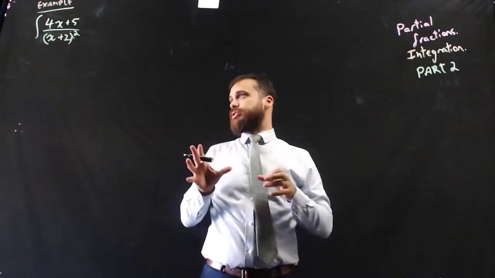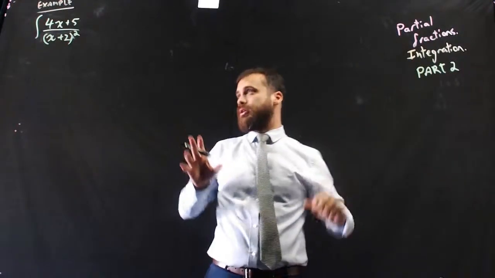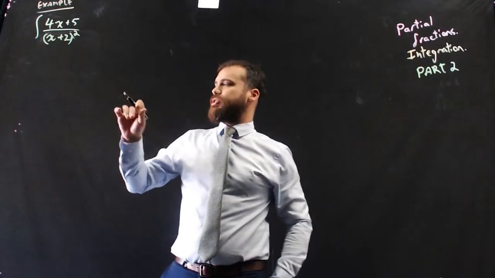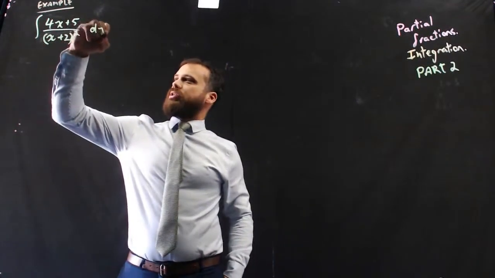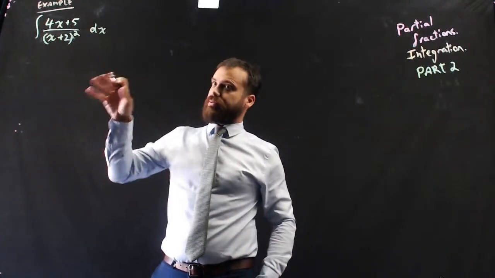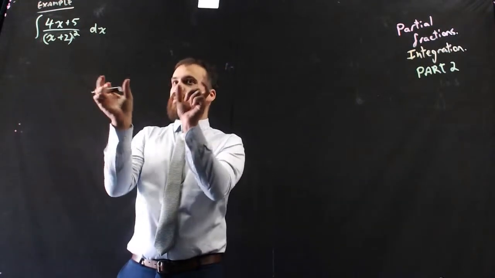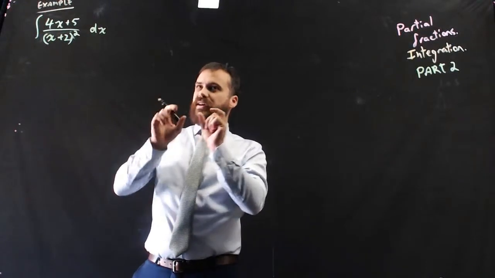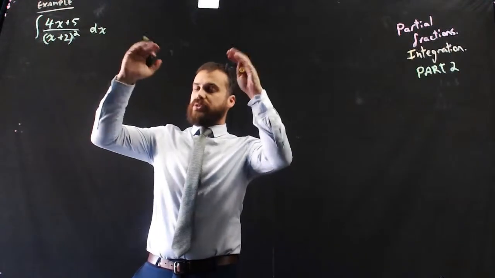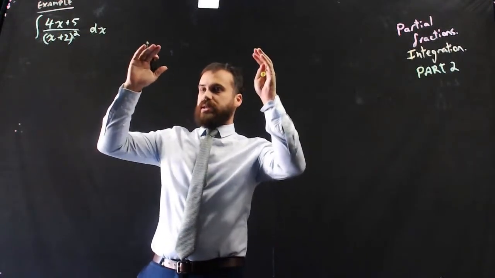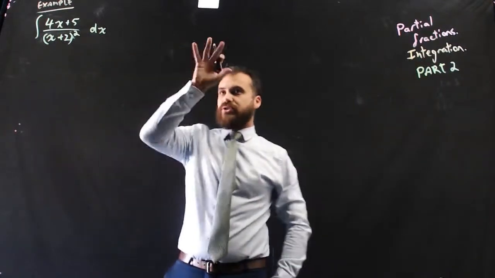Alright, so partial fractions again, part 2. This time we're going to use the other transformation. Now, we're finding the integral of (4x + 5) over (x + 2) squared. It's tempting to take (x + 2) squared and break it up into (x + 2) and (x + 2). If you do that, the tops of your fractions are going to get all messed up. You're not going to be able to find two tops.